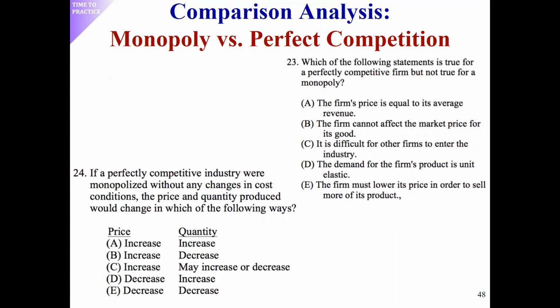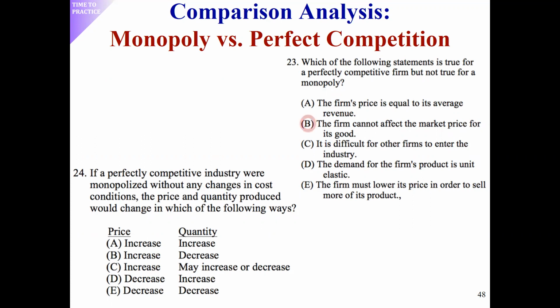Okay, 30 seconds. Okay, what do we got for 23? I'm seeing a lot of broccolis. All right, in perfect competition, you're a price taker, and in monopolies, you're a price maker.